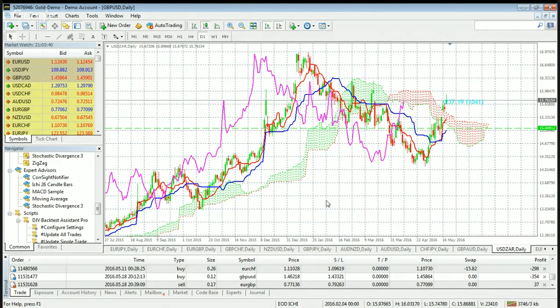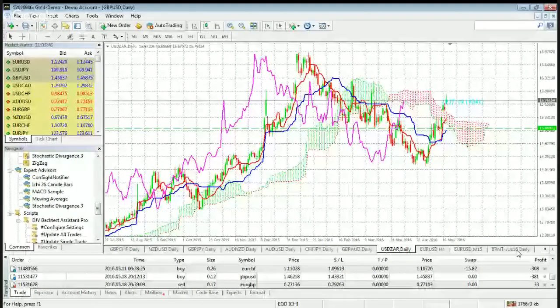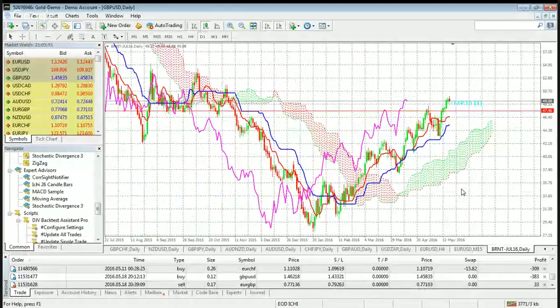Purely for the fact in which the rand is being played around at this point in time. Let's have a look at what Brent crude oil is doing. And yay, Brent crude oil it's gone past that level. You see there, it's broken that level that we set because of those sections there, and it's almost hitting $50 a barrel.